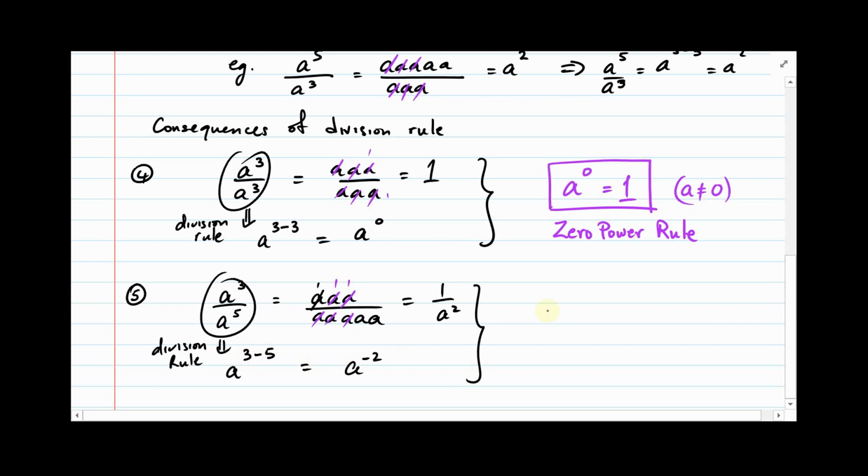So this has shown me that a to the negative 2 is equal to 1 over a squared. We can generalize this idea and write a to the negative n is 1 over a to the n. So this is called the negative power rule.